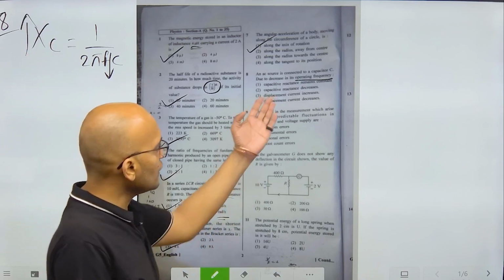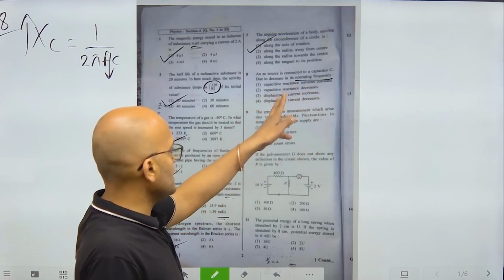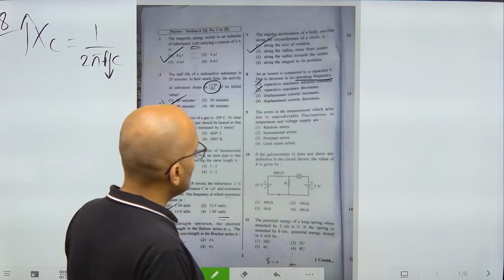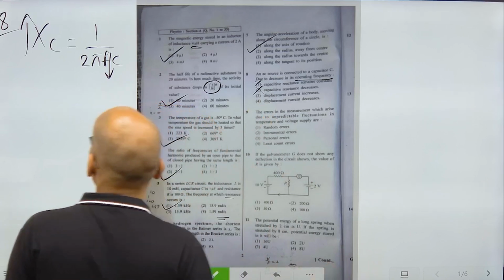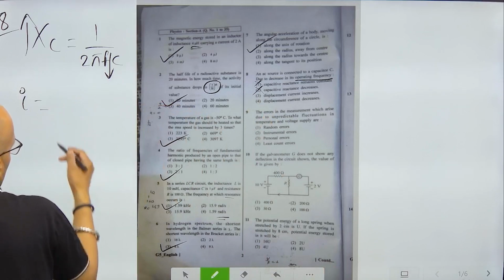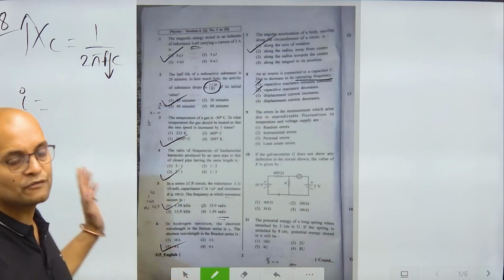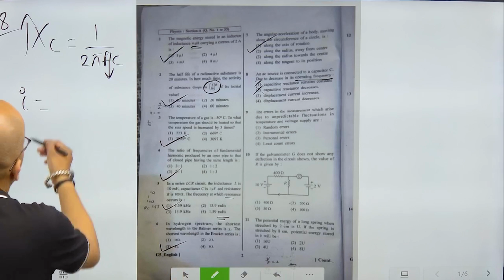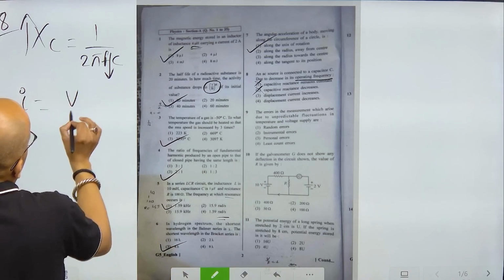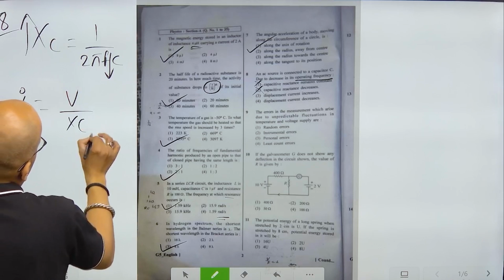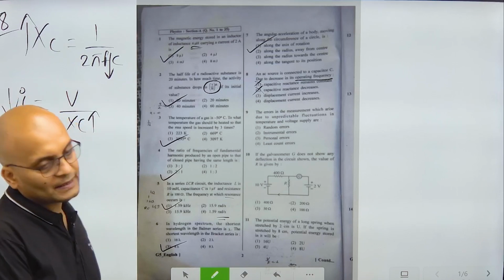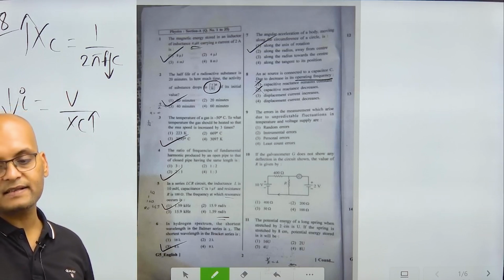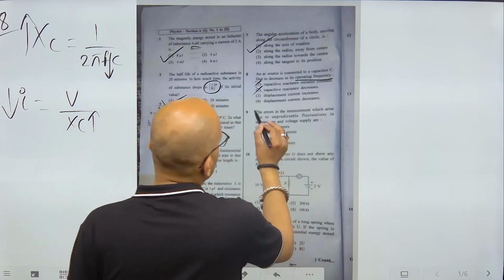Now the options are: capacitive reactance remains constant. No, this is wrong. Capacitive reactance decreases. No, it increases. Displacement current increases. Now please see, what will be the current here? Drift and displacement current here both will be the same. So if it is talking about displacement current, it will be just the same case as that of drift current. Current is equal to V upon R, and here the role of R is being played by Xc. Xc is increasing, so current is decreasing. Clear? So which option? Option D is correct.